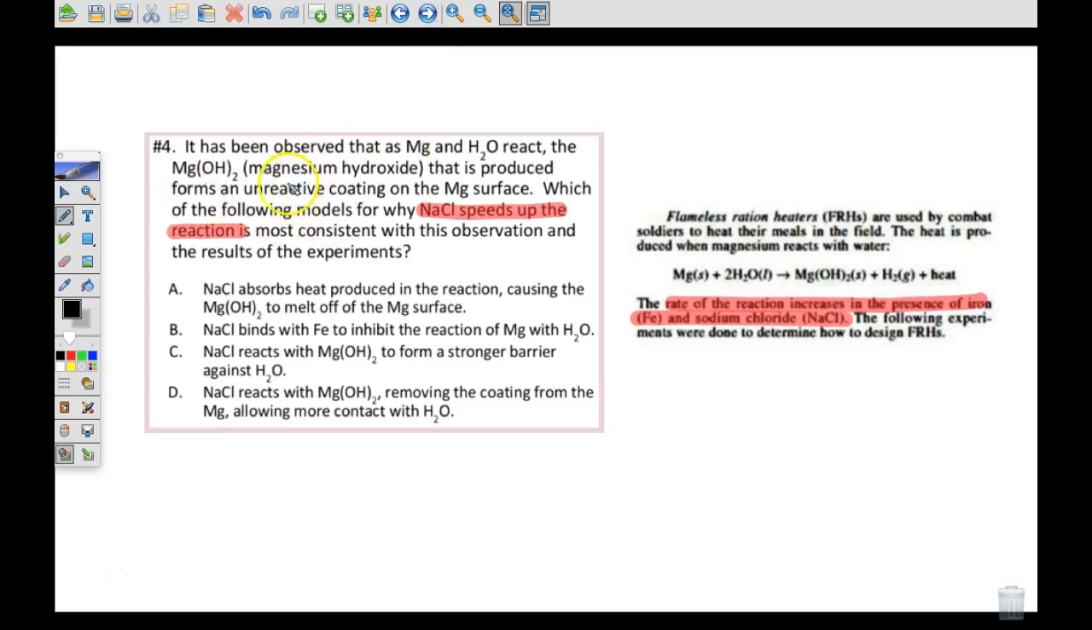And the last one, you have to know what a catalyst is for this particular problem. Because it's been observed that as magnesium and water react, magnesium hydroxide, which is one of the products that is produced, forms an unreactive coating on the magnesium surface. Which of the following models for why sodium chloride speeds up the reaction is the most consistent with this observation and the results of the experiment? So sodium chloride speeds up the reaction when it's just added. However, this implies that it's something called a catalyst.